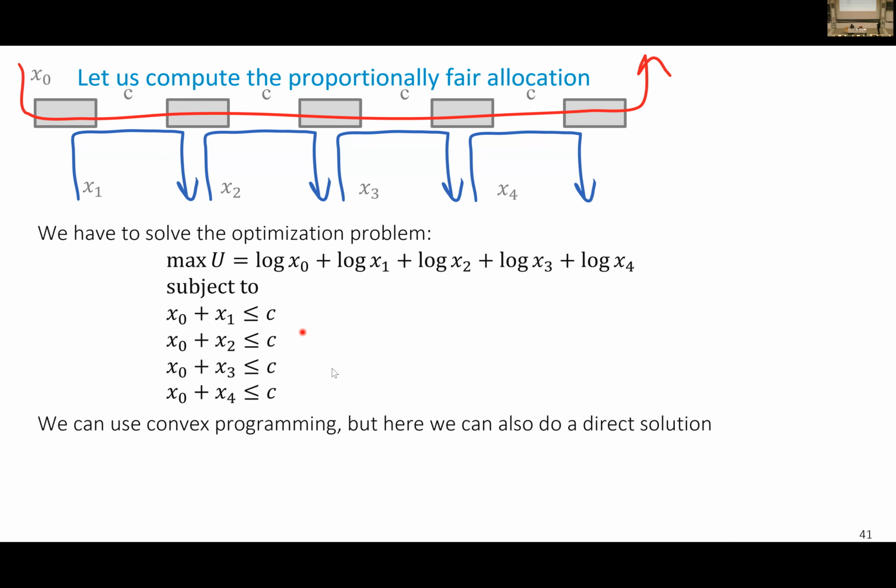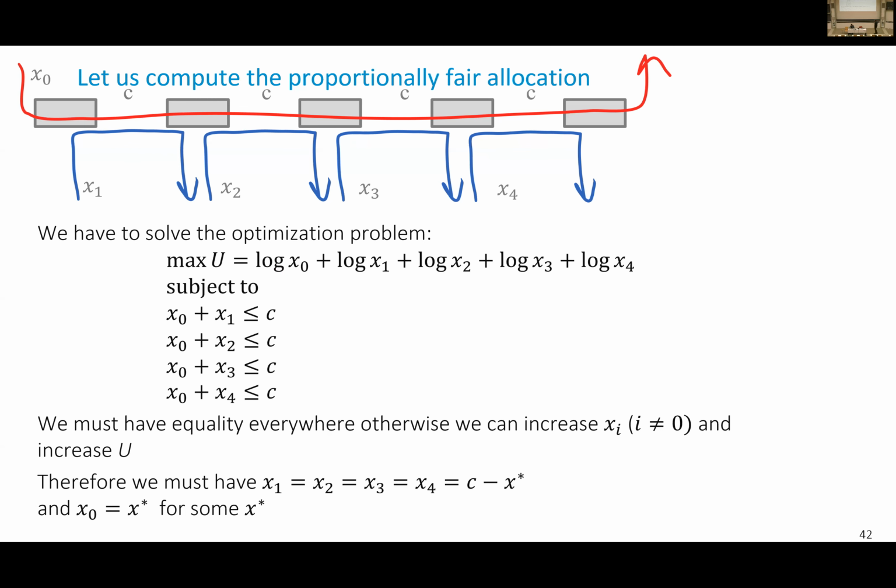In this toy example, we can do a direct solution because, since we know the solution must be Pareto efficient, we can easily see that in this special example, there is a free variable at every constraint. So every constraint must be satisfied with equality, because if it's not satisfied with equality, for example, if the first link is not saturated, I can always increase x1.